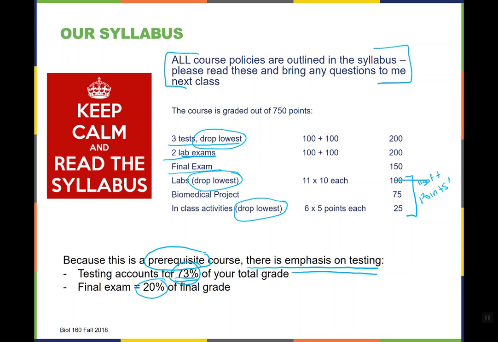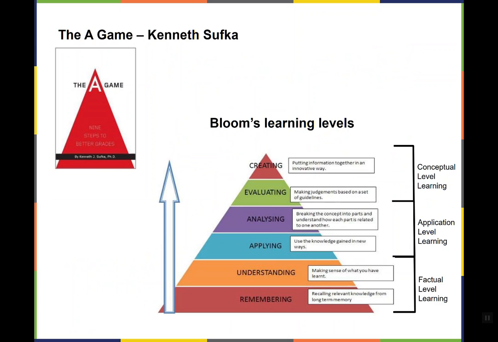One of the books that is mentioned in your syllabus is this book called The A Game by Kenneth Sufka. And this basically is a guide. I don't know why it keeps making that weird little line. I haven't worked that out yet. So this is a guide to getting better grades.